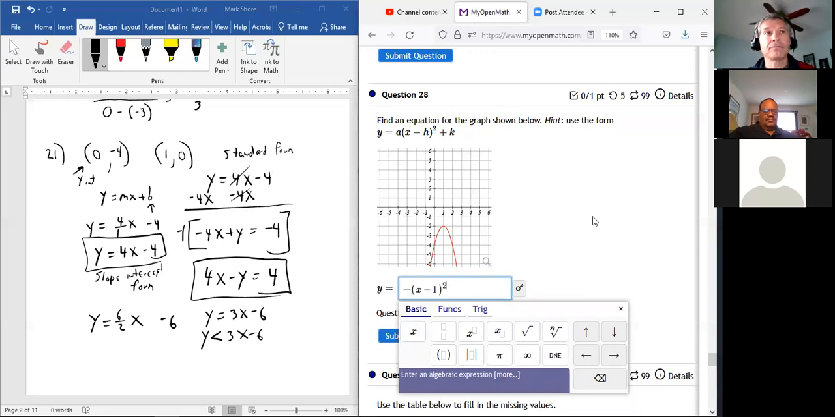And then drop 2, minus 2 right here. So a lot of things going on. It's upside down. First of all, it's a parabola, so it has to be squared. It's opening downward, so that's why that negative is there. Then I look at the vertex point and I see the x part's at 1, and I need the opposite of that to go inside of here.